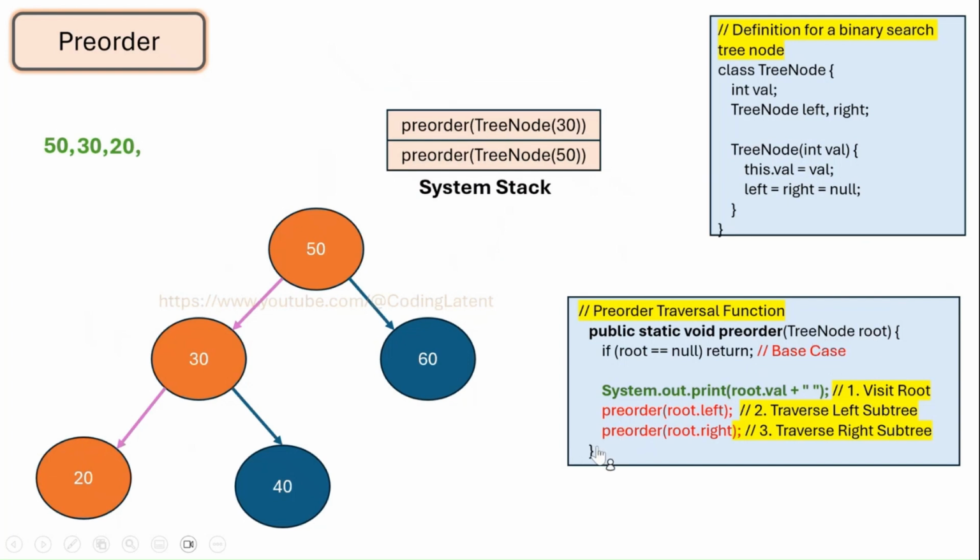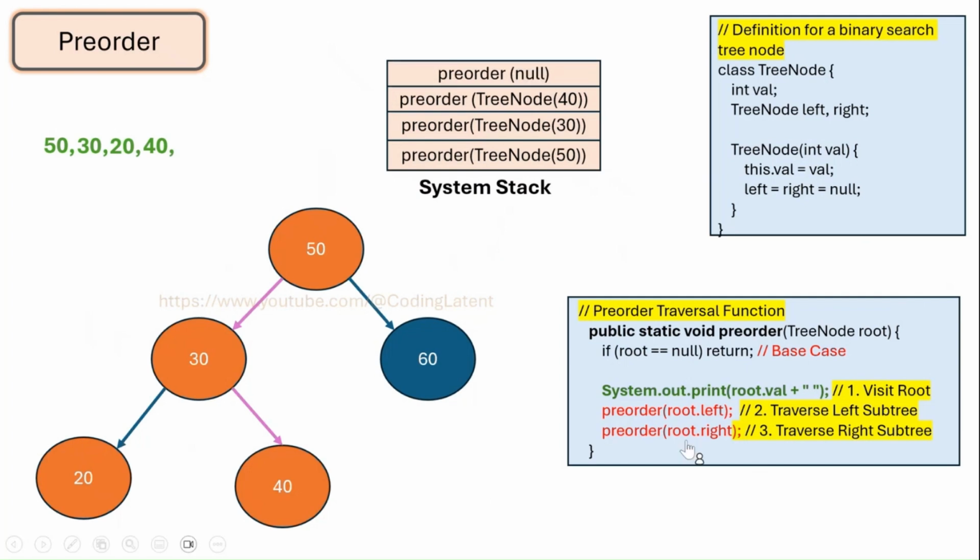So it will come back to the previous function execution. For node 30 as a root, we have completed the left side. So it will now call preorder for the right side, which is 30.right. So preorder will be called for node 40 as a root. We'll print the node 40. We'll go to the left side, which is null, so it will come back. We'll go to the right side, which is also null, so it will come back. And it will complete the preorder execution for node 40 as a root. And it will basically backtrack to the preorder function execution for node 30.